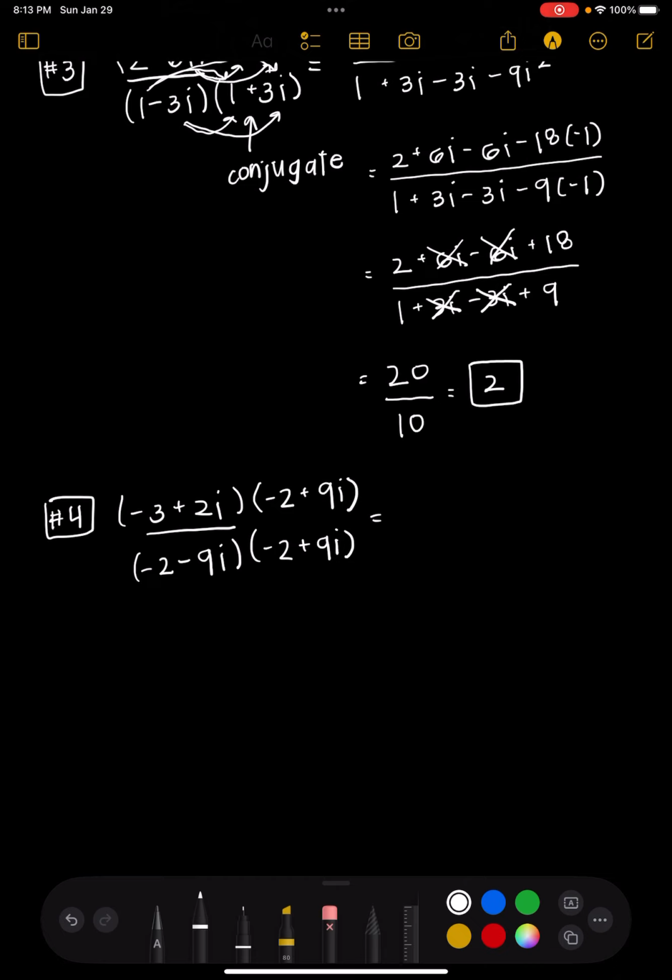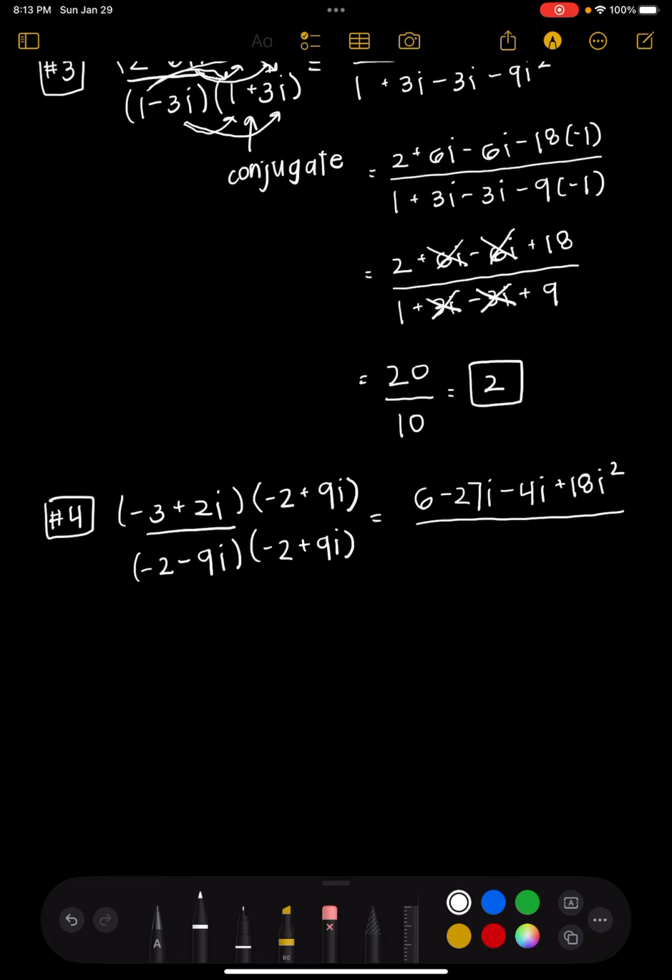So now let's FOIL. I'm not going to do the arrows this time because I think it got a little bit messy right there, but on the top we have the first numbers, which would be -3 times -2, which gives me a +6. Then outsides would be -3 times 9i, which would give me a -27i. Then insides gives me 2i times -2, which gives me a -4i. And then the last ones would be 2i times 9i, which gives me an 18i squared.